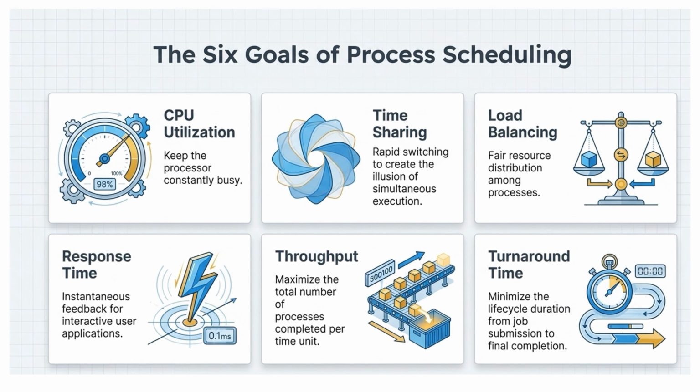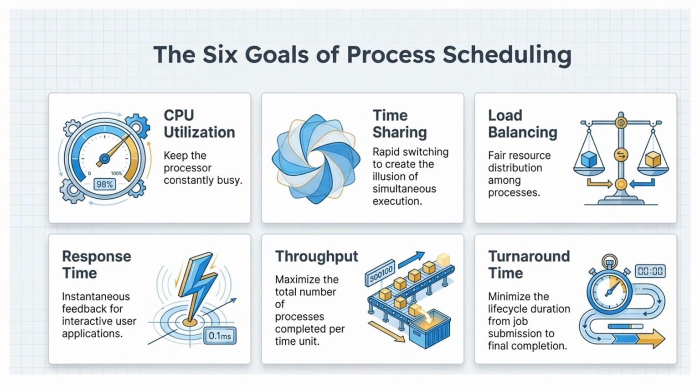The second goal is time sharing. The operating system rapidly switches between processes, so users feel that multiple applications are running simultaneously. Another goal is load balancing. Every process should receive a fair share of CPU time.